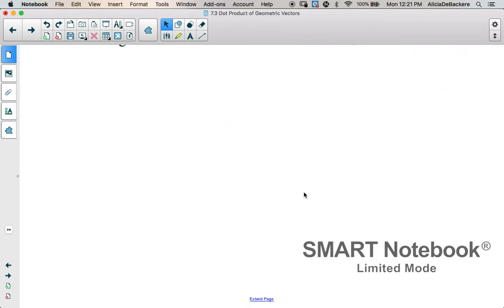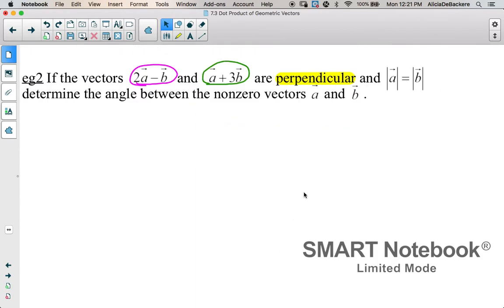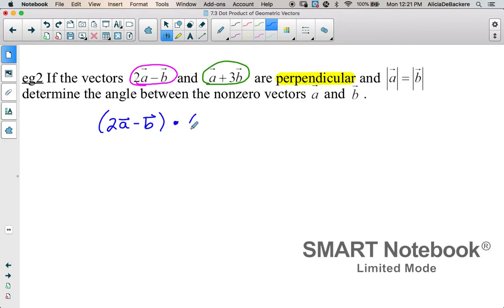All right, so let's do that. We're going to start with the fact that I know that the vectors are perpendicular. I warned you earlier in the lesson this was going to come up. If I know that two vectors are perpendicular, I know that their dot product is equal to 0. So 2a minus b dotted with a plus 3b must be equal to 0. And so we're going to try to simplify this so that we can come up with the angle between the two vectors.